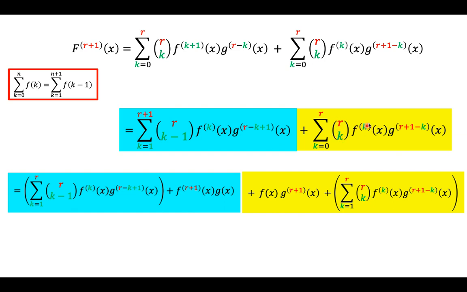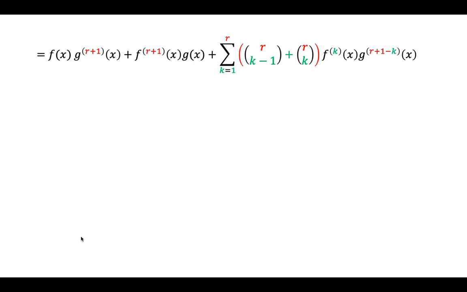So r choose 0 is 1. When I replace k with 0, I end up with this. So I've extracted the first term of this, okay? So we end up with this. And now let's look at this.